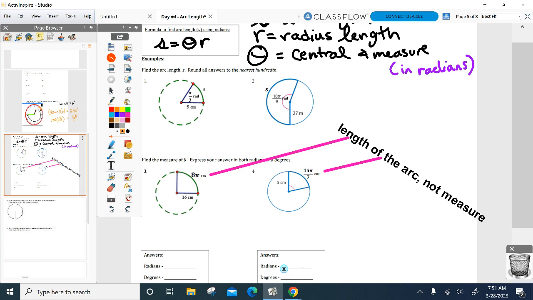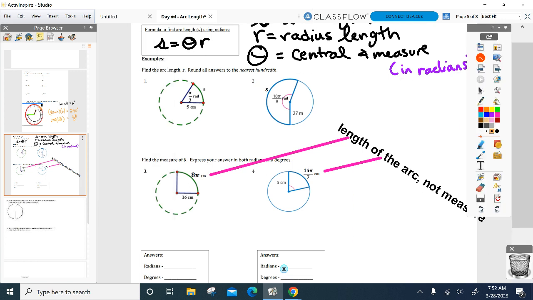All right, let's take a look at number 1 here. Find the arc length, round to the nearest hundredth. You're going in your mind right now, arc length, I have 2 formulas, one if the angle's in degrees and one if the angle's in radians. You take a peek at the diagram and you notice the angle's in radians.